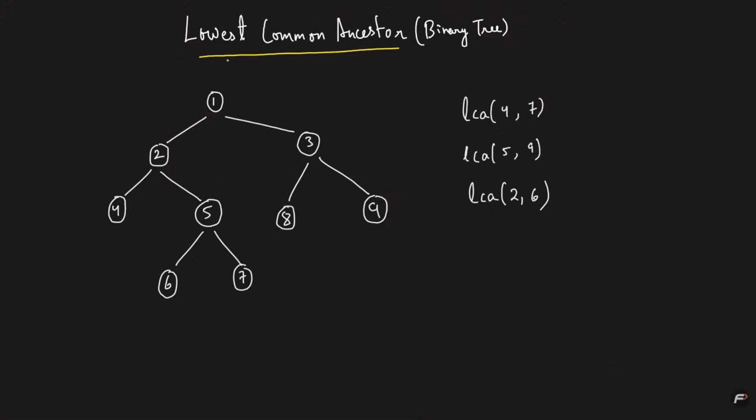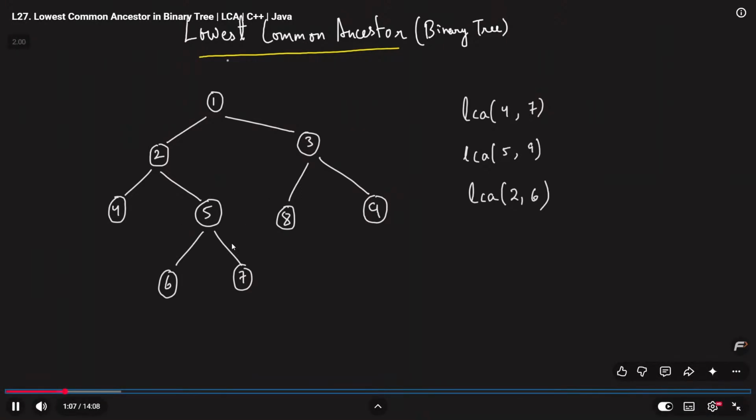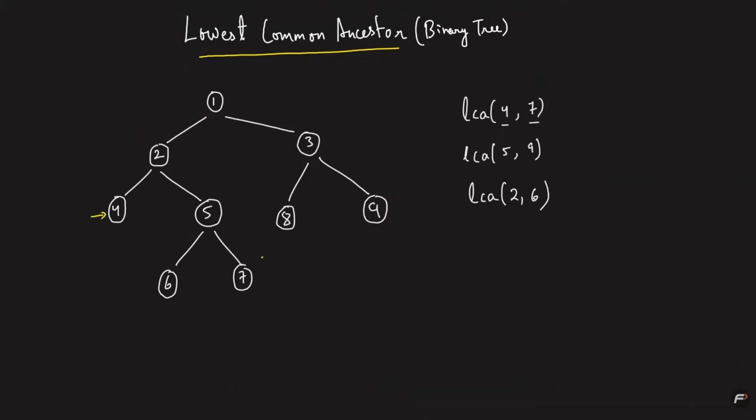And you have to find the lowest common ancestor. So let's understand what is lowest common ancestor. If I consider the nodes 4 and 7, where is the node 4? Here is the node 4. Here is the node 7.